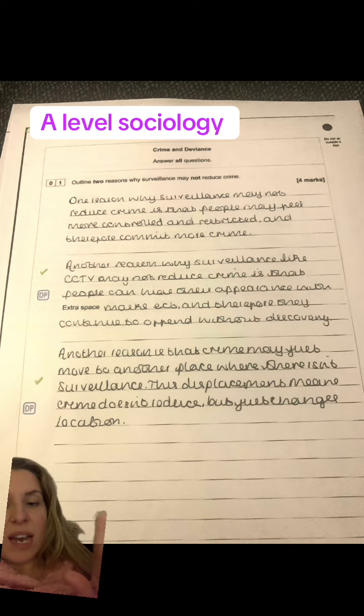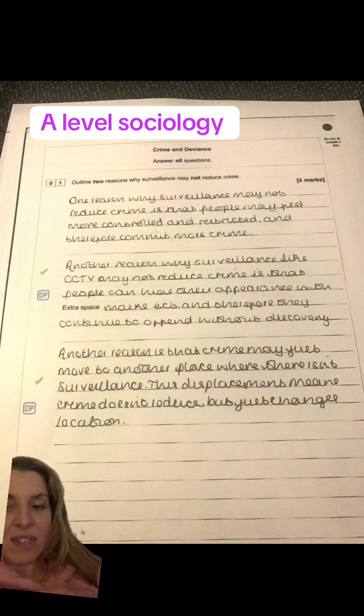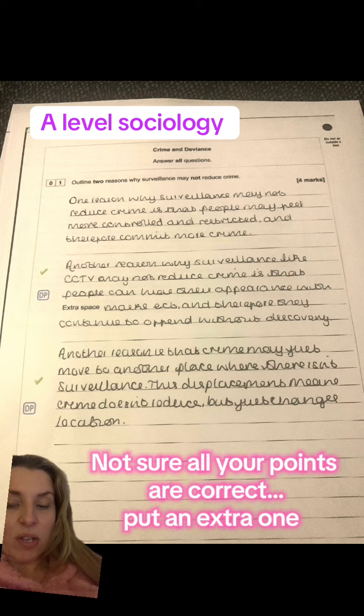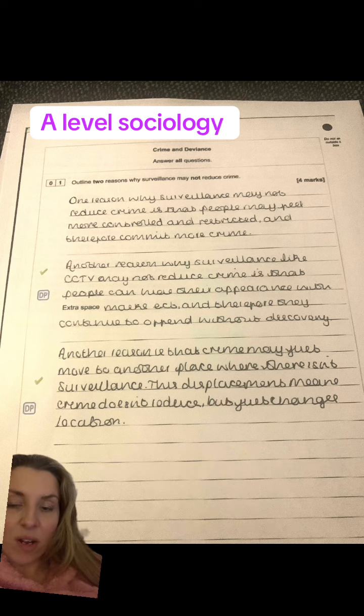And when you look at the student answer, you can see visually the answer fits onto 1 page. I know they wrote 3 points, but it is good advice that if you're not sure if all your points are correct, you can always put an extra one.